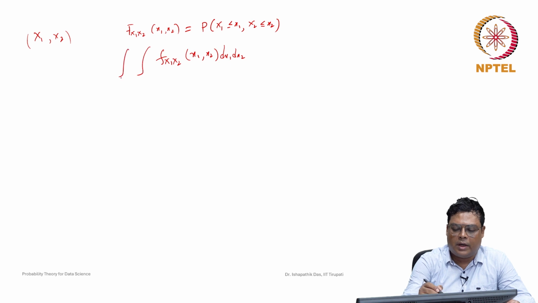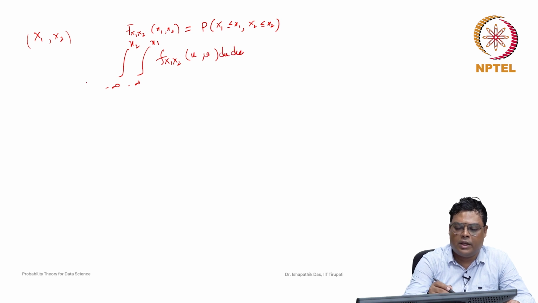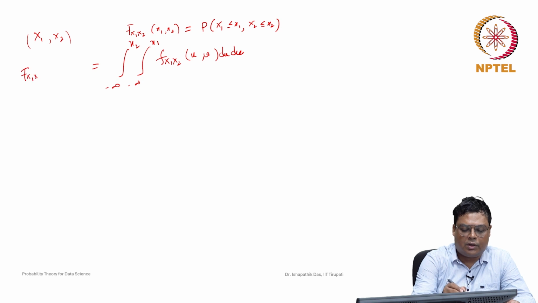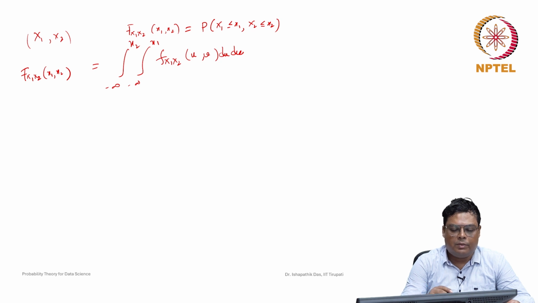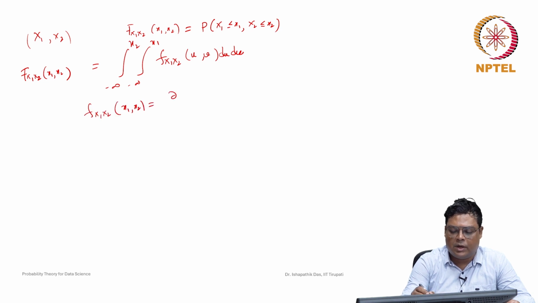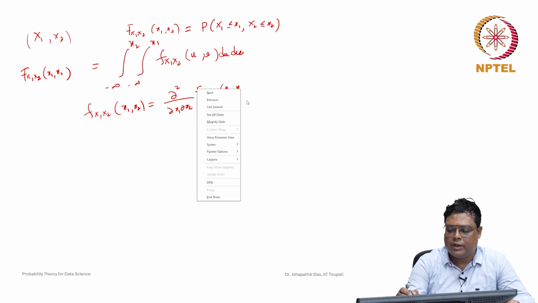Minus infinity to x1, minus infinity to x2. Since we are using x1 and x2 as the limits, we change the integration variables to u and v, du dv. Then this can be represented as F of x1, x2. This is the cumulative distribution function, and the function inside is known as the density function. The density function can be found as the second-order partial derivative, del x1 del x2, of F of x1, x2, assuming that this exists for all x1, x2.